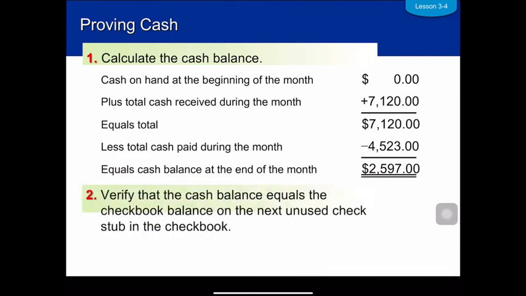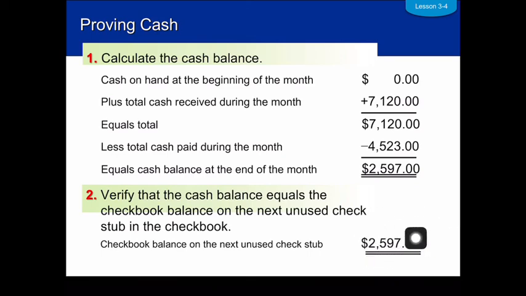Verify that the check balance equals a checkbook balance on the next unused check stub in the checkbook. This will always be given to you in the problem, since you do not have a checkbook on hand. You will be given this number in your problems. And the checkbook balance on the next unused check stub is $2,597. And again, this second number down here will be in your problem all the time, again, since you don't have the checkbook. This up here, you have to figure out according to your journal.